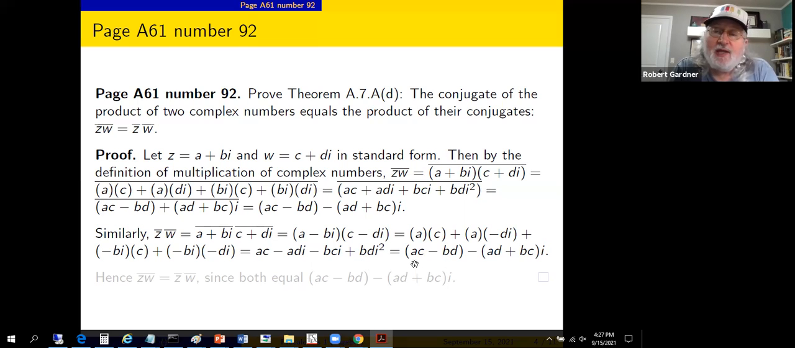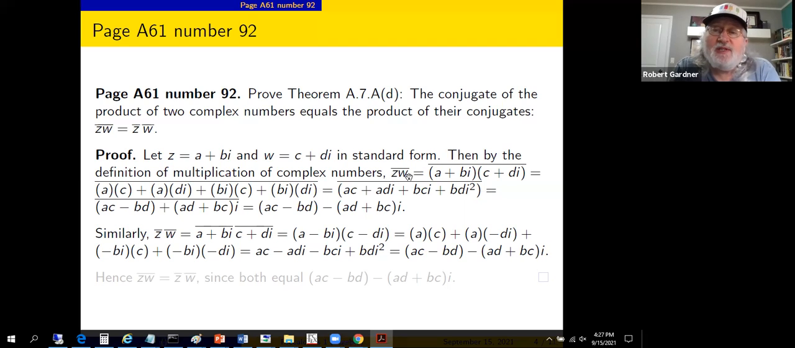We'll collect those two together. That's the real part. Here we've got negative adi minus bci. We'll factor an i out of this. Let's also factor a negative out. And let's rewrite this as negative (ad plus bc), parentheses around that, and then times i. So we factored an i out on the right-hand side and the negative sign out on the left-hand side to produce this. And that's the same thing we got before.